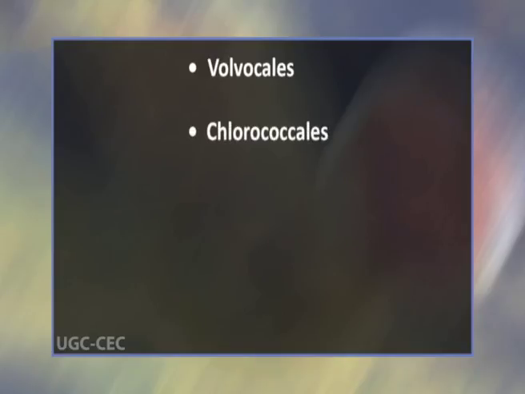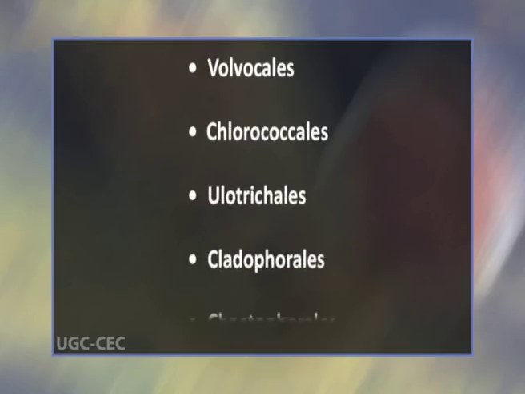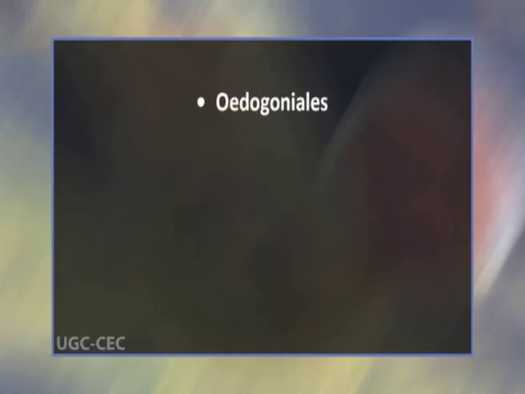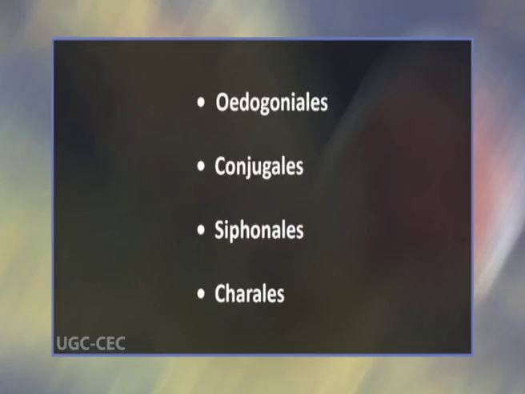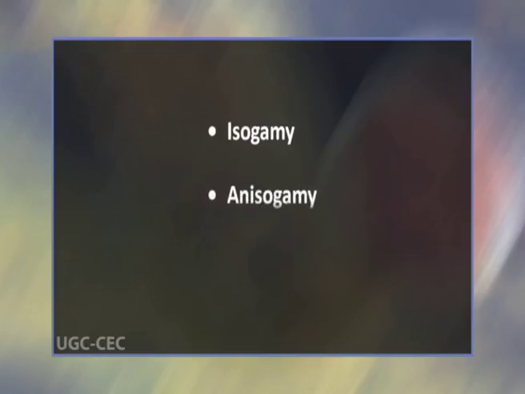Chlorophyceae have been divided into 9 orders: Volvocales, Chlorococcales, Ulotrichales, Cladophorales, Chaetophorales, Oedogoniales, Conjugales, Siphonales, and Charales. Sexual reproduction occurs by isogamy, anisogamy, and oogamy. The sex organs are usually unicellular. Zygote represents the diploid phase. The life cycle in different genera may be haplontic, for example Chlamydomonas, diplontic, for example Codium, isomorphic, for example Cladophora, or heteromorphic, for example Urospora.